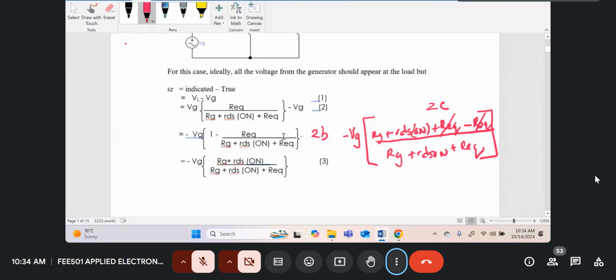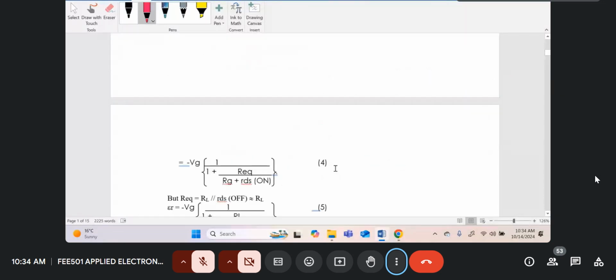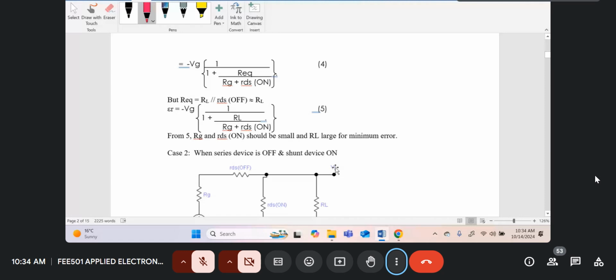So now we'll divide inside the brackets, numerator and denominator, by RG plus RDS on. So in the numerator, we'll get 1. In the denominator, you'll get 1 plus R equivalent all divided by RG plus RDS on. And that is what this equation is, equation 4.